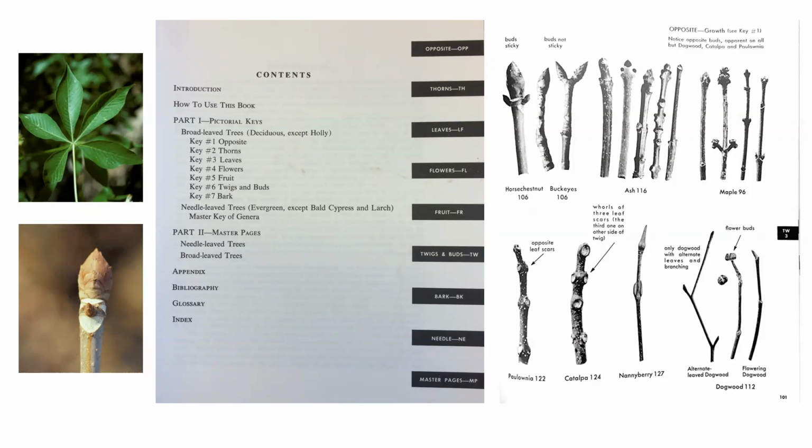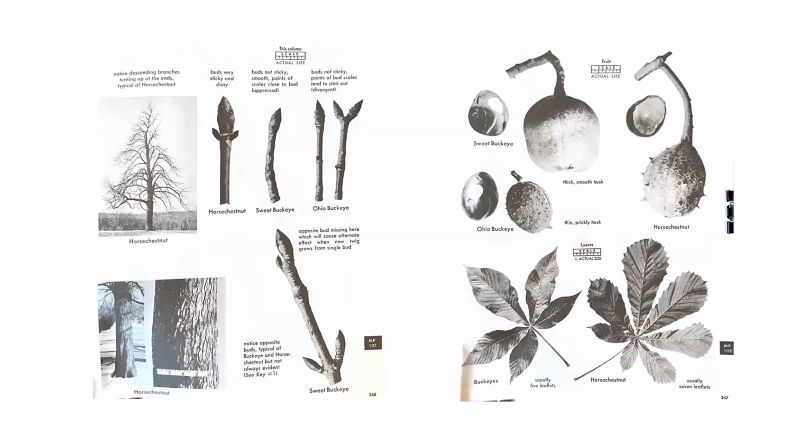And this one here, again, we have that opposite plant. So we can open it up to the opposite key and find it there. And I think we're actually on a twig key in the photo there, but we can see our picture here matches that of the Buckeyes. And we then go to 106 to look closer at the Buckeye species.